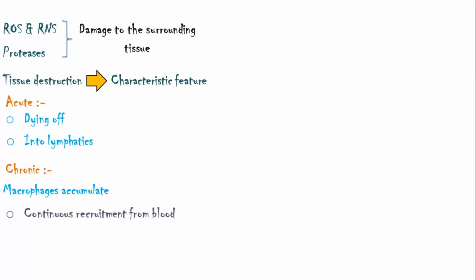This is due to the continuous recruitment of the macrophages from the blood, local proliferation of the macrophages at the site of inflammation, and immobilization of the macrophages. Immobilization is mainly due to the secretion of migration inhibitory factor by the lymphocytes. Now let's discuss the pathogenesis of granulomatous inflammation.